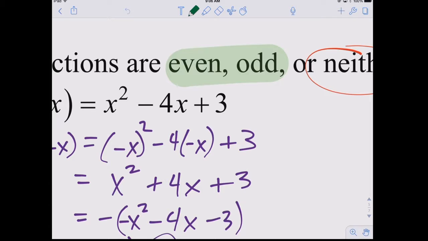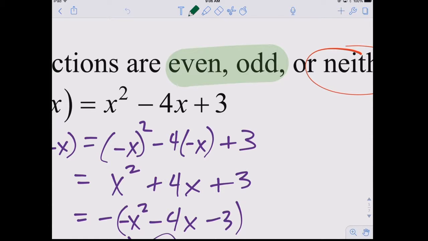That means a positive x and a negative x are going to have the same output. And an odd function is what type of symmetry? Origin. And what is another way to describe origin symmetry? Rotate it 180 degrees around the origin. Put your finger down at the origin, spin it.